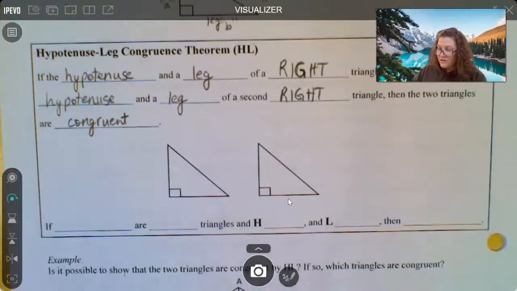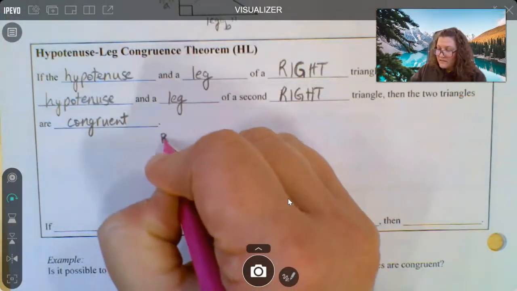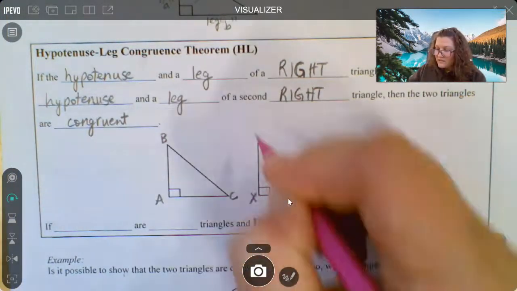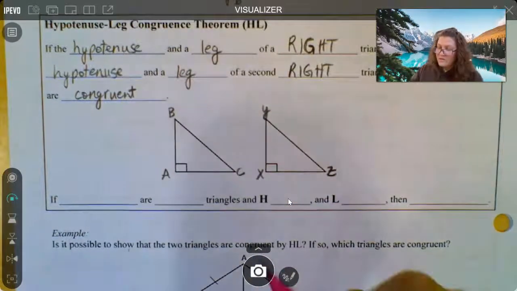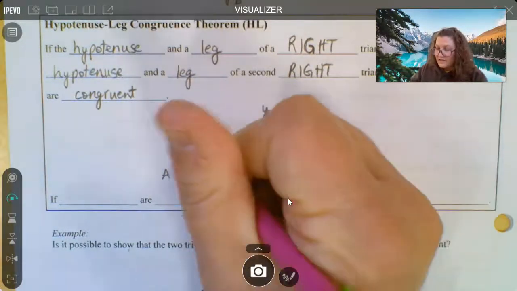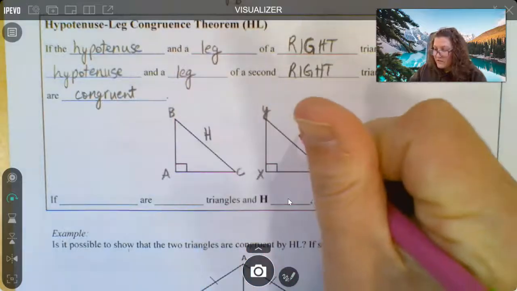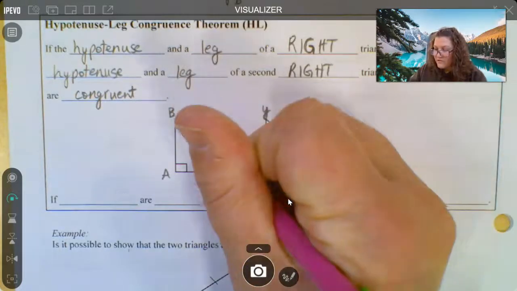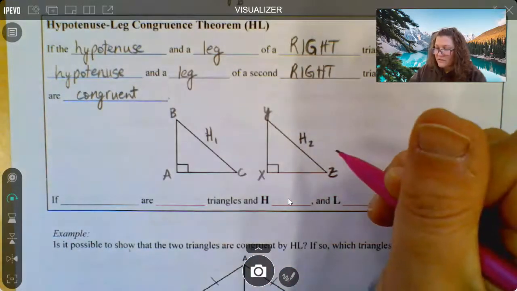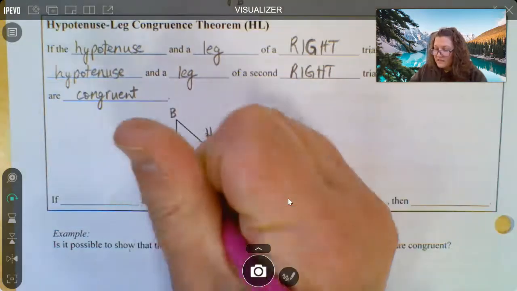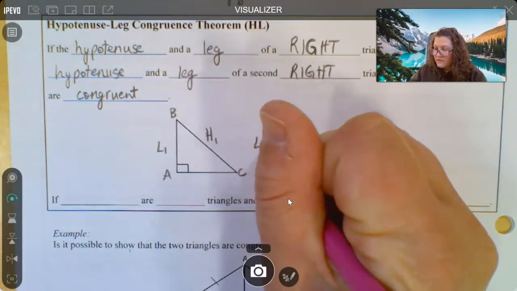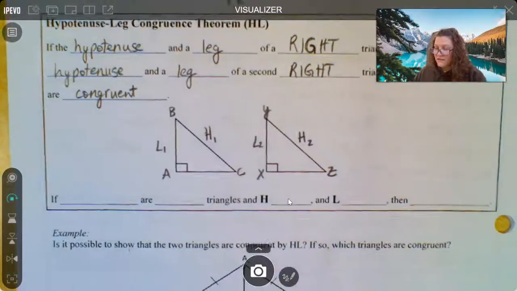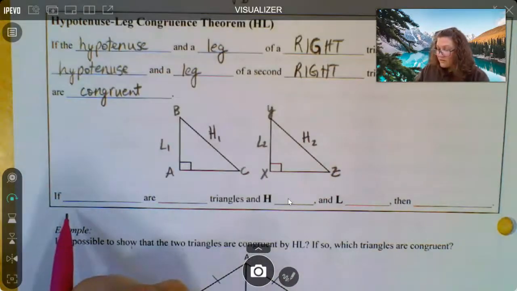And just as before, I'm going to name these ABC and XYZ. But I'm also going to name them hypotenuse and leg. So I have H for hypotenuse. We'll call them H1 and H2. I have leg 1, leg 2. Those are the ones I'm going to mark.